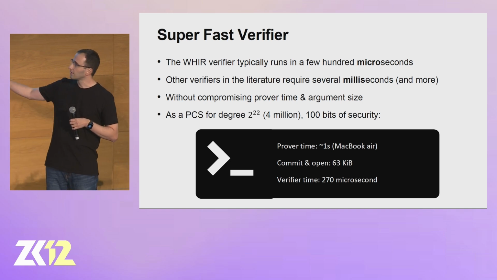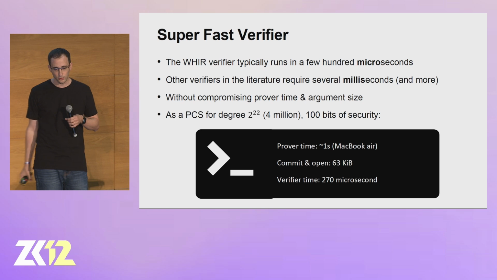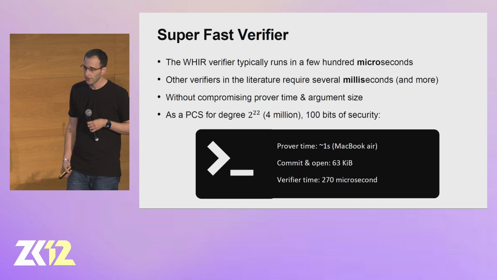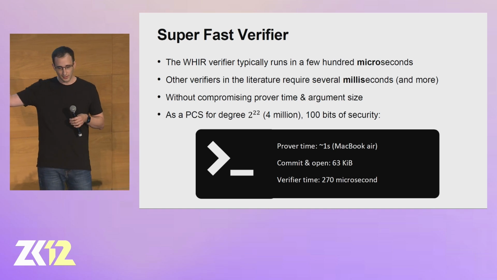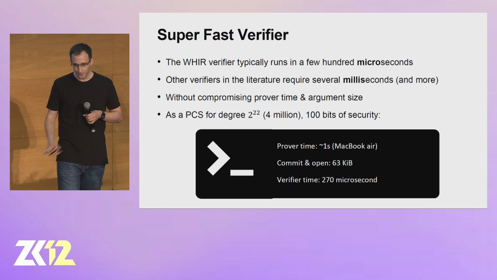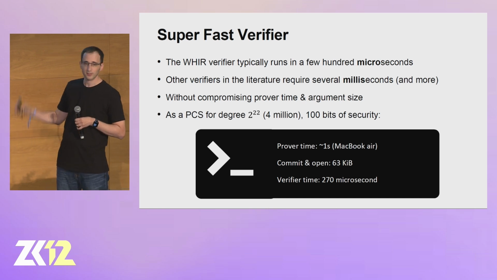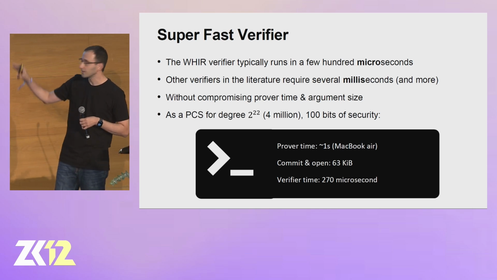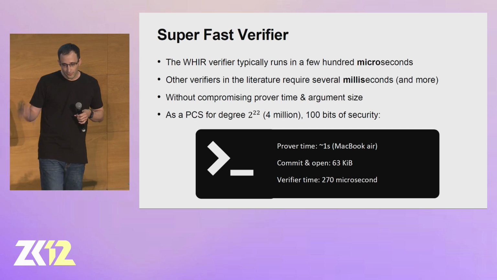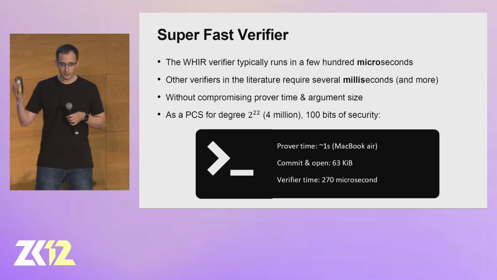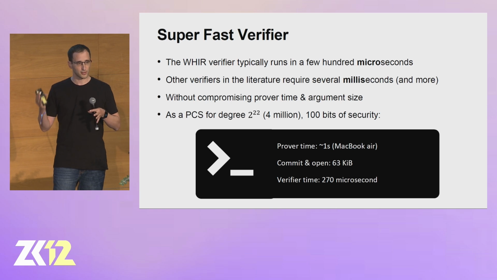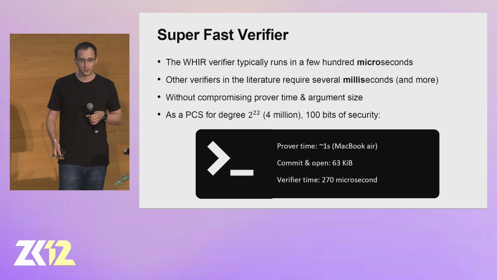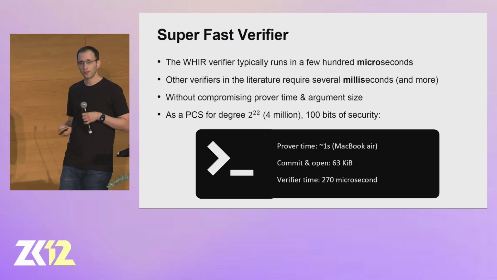As an example, as a polynomial commitment scheme for degree 2 to the 22, you can think of this as roughly equivalent to 4 million constraints. With 100 bits of security, I ran this last week on my laptop. I have a MacBook Air. The prover time took roughly 1 second. The commit and open together were roughly 60 kilobytes, okay? And the verifier time to verify this opening was 207 microseconds, so roughly 1/5 of a millisecond. Okay, so this is extremely fast verification.